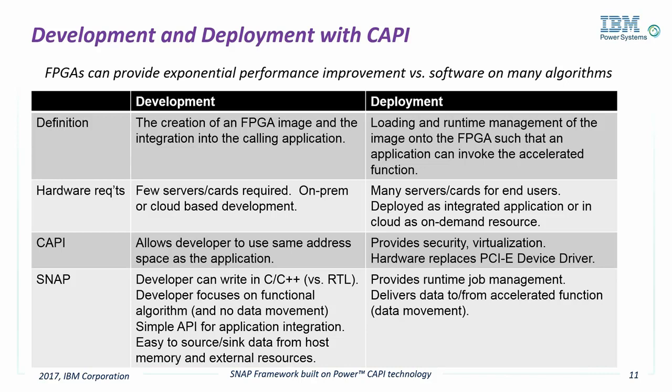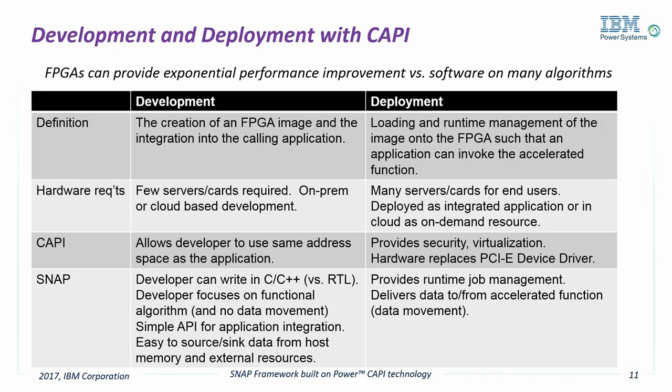They just know that they're getting the best price performance for their application. The CAPI row shows how the virtualization makes it easy for developers by utilizing the same addresses that the application sees. In deployment, CAPI manages all of the virtualization and removes the device driver from the stack. And of ultimate importance in the data centers, CAPI provides security from accelerators bringing down the server and from rogue actors using the accelerator to get at other people's data.